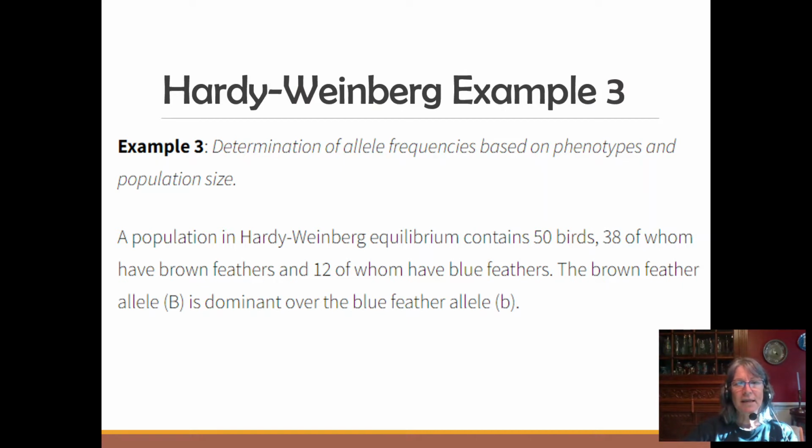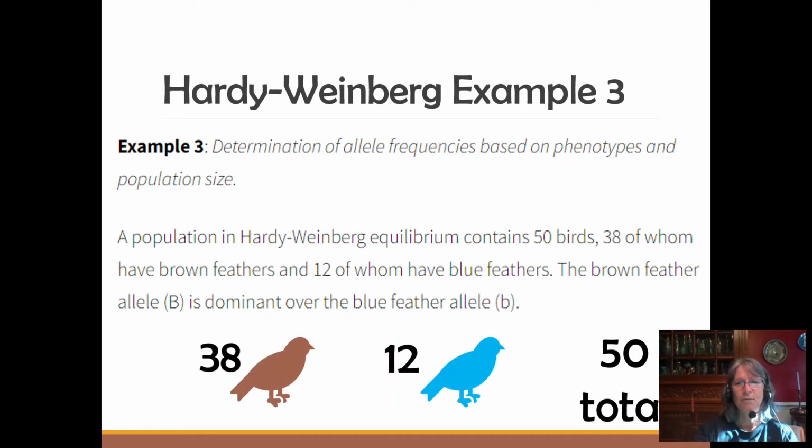And here's another example. We're going to determine the allele frequencies based on phenotypes and population size. So we have a population in Hardy-Weinberg Equilibrium that contains 50 birds. 38 of these 50 have brown feathers and 12 have blue feathers. Our brown feather allele, capital B, is dominant over the lowercase b that gives me blue feathers in the homozygote recessive. So here's my population.